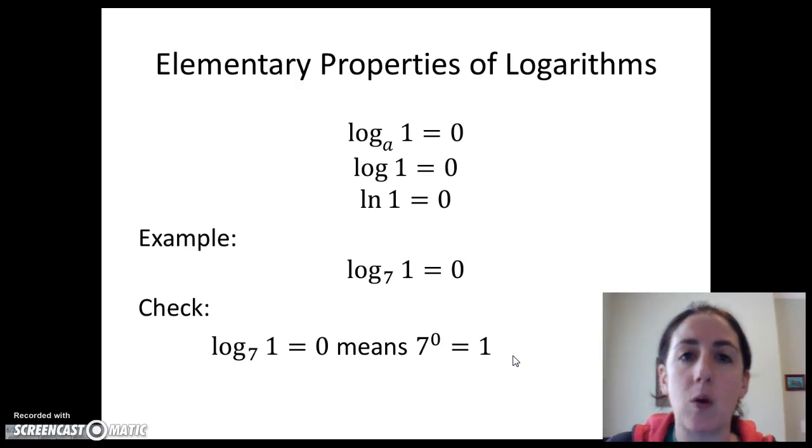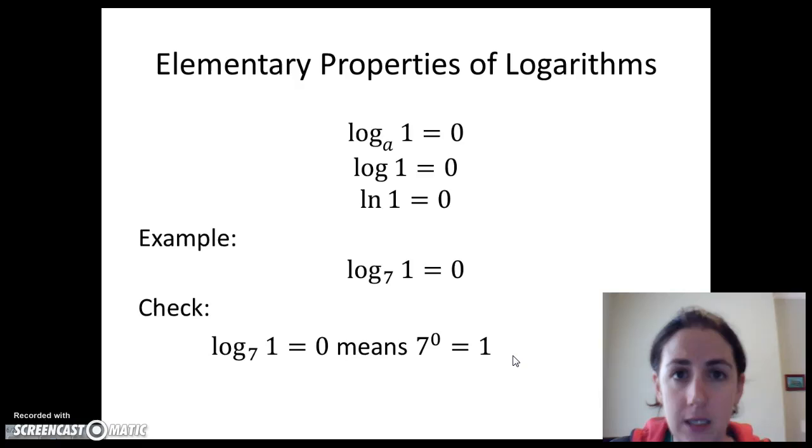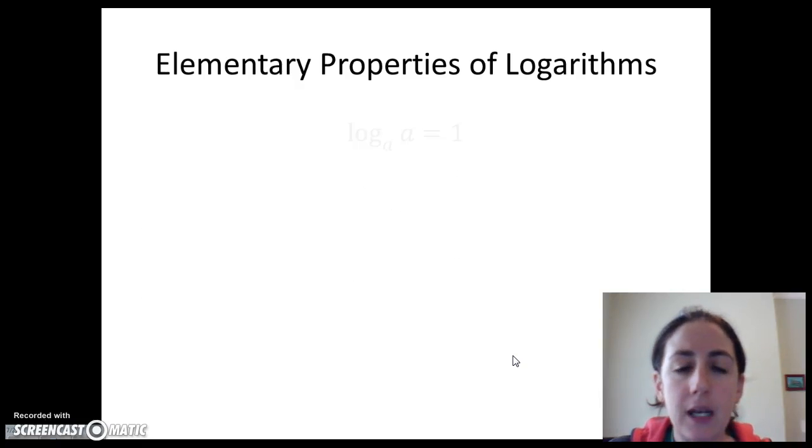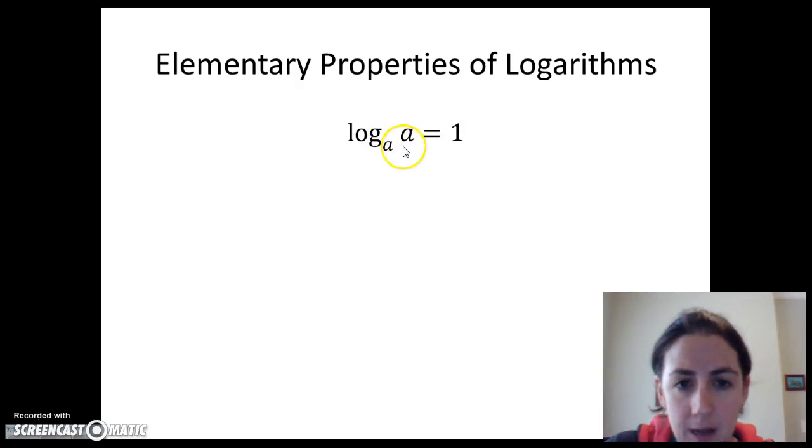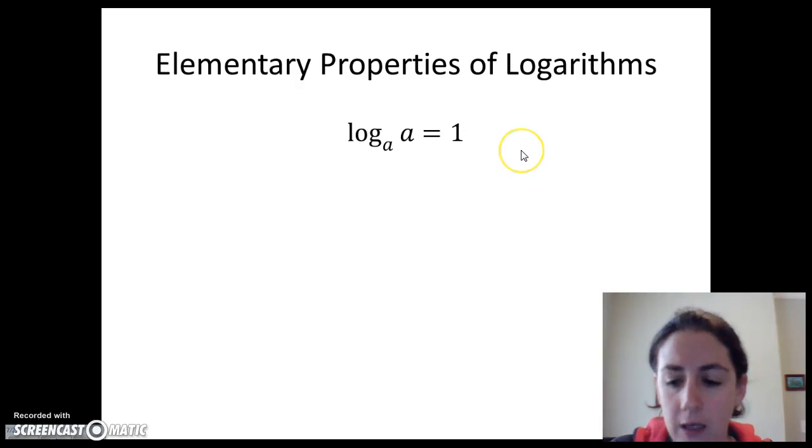Well, think back to our properties of exponents way back in chapter 0. What is anything to the 0 power? It's 1, so that does check out. The next elementary property is that log base anything of itself is equal to 1. So log base a of a is 1. If this base and this number match, they cancel to 1.